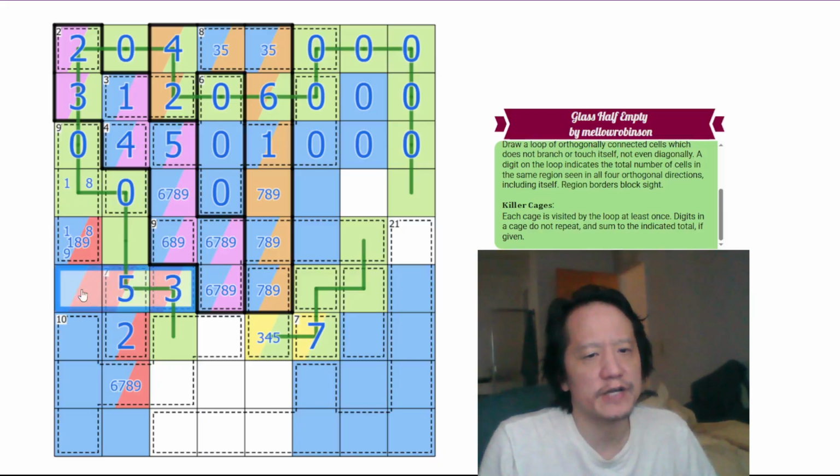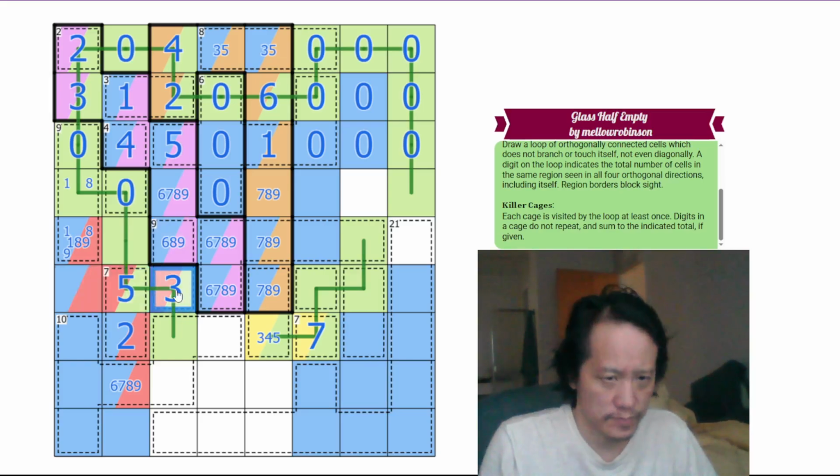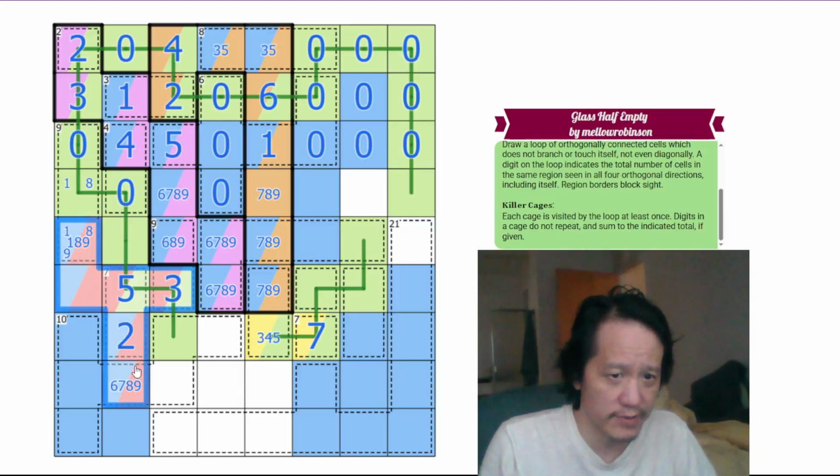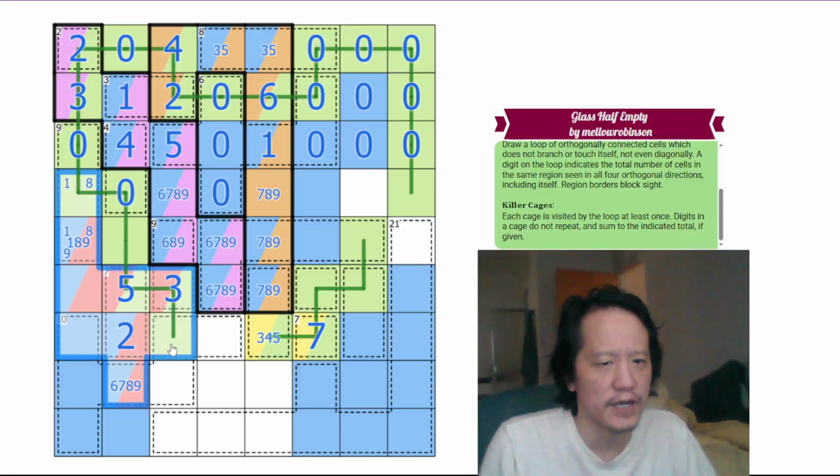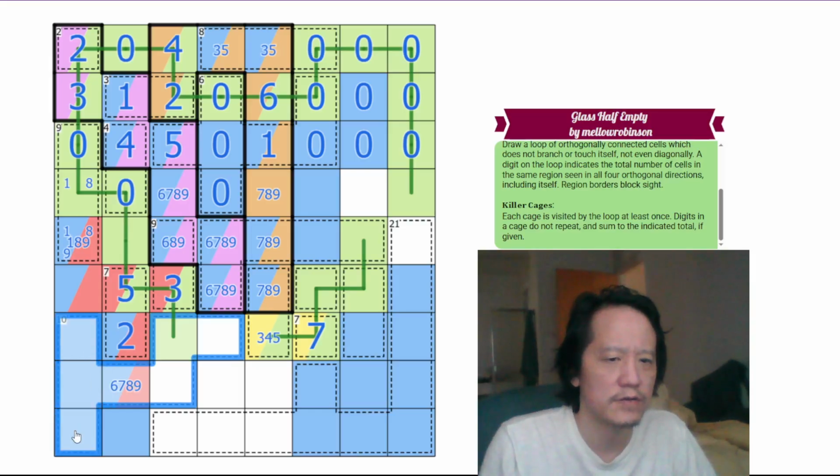It would have to match. It would be 3 and 6. This would be all the red. Well, 1, 2, 3, 4, 5. I guess this could be 6, 7, 8. But then the problem is 9. We need a 9. And it would have to be part of this 10 cage again, because it couldn't go here.